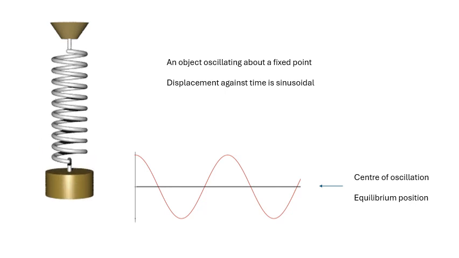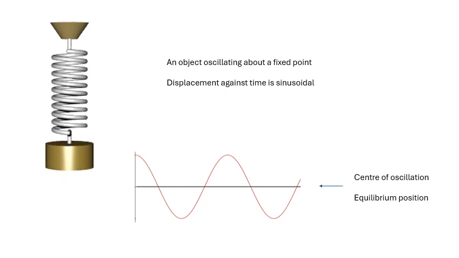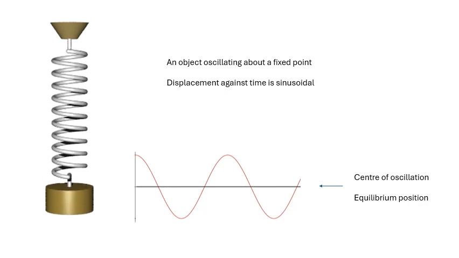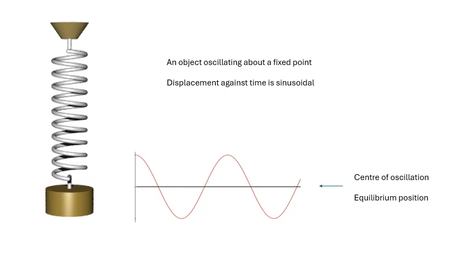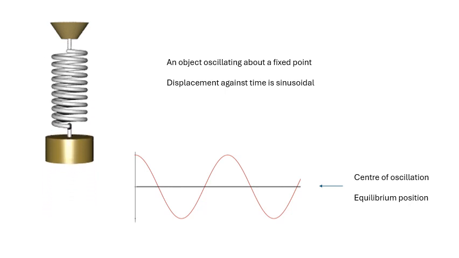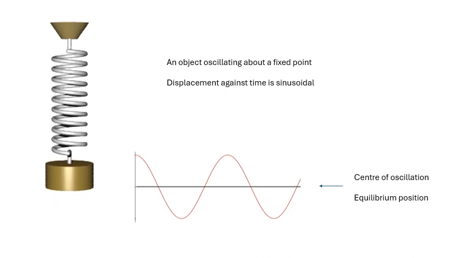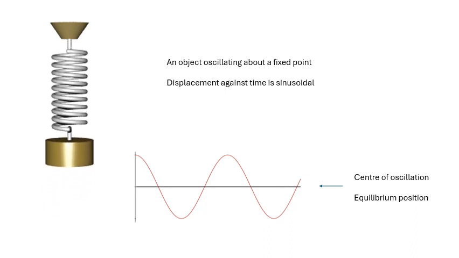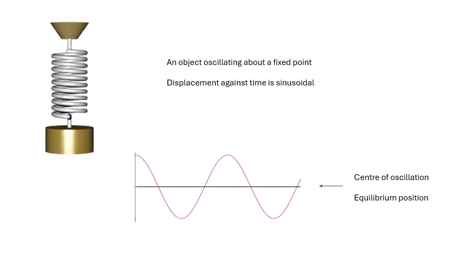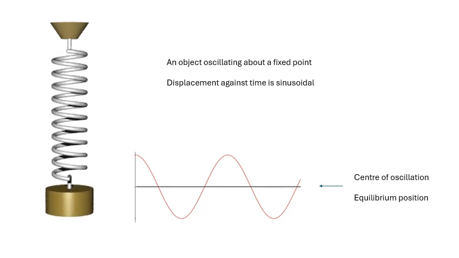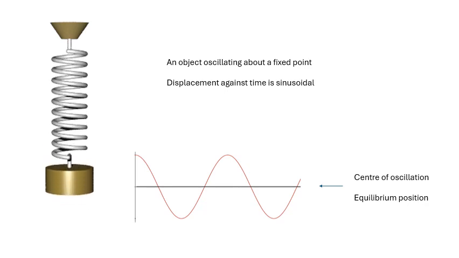So its displacement is negative, and then it's positive, and then it's negative, and then it's positive. And displacement against time is sinusoidal. This is for SHM, undamped sinusoidal SHM, perfect SHM, if you like. Again, this is not a definition, this is just a description. We'll talk about the definition in a bit.